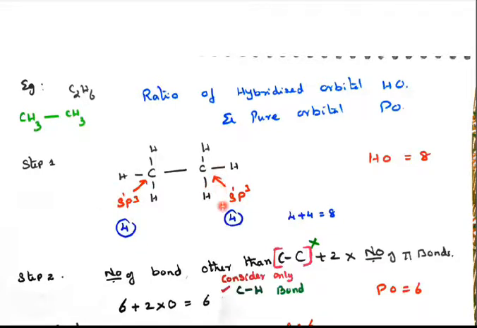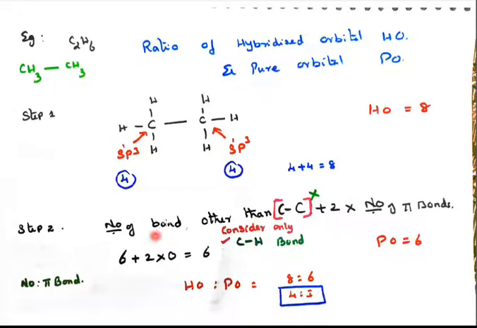Single bond means sp3, double bond means sp2, triple bond means sp hybridization. Easily you can remember. So here sp3, 4, and here sp3, 4. So it is 4 plus 4, 8. Hybridized orbitals are 8. Next, step 2: the number of bonds other than carbon-carbon. We should not consider carbon-carbon bonds. We should consider only carbon-hydrogen bonds plus 2 into the number of pi bonds. That will give the pure orbitals.